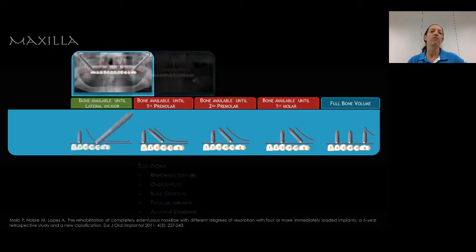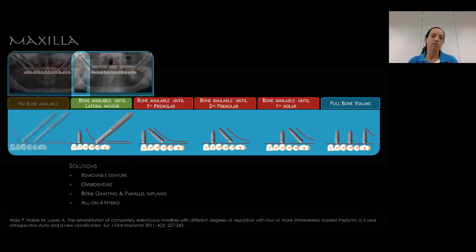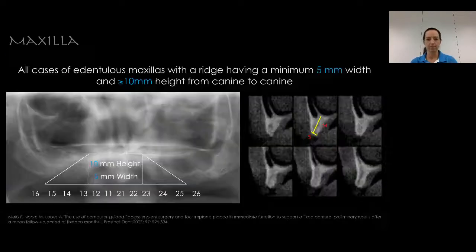So when we do not have any bone in the back, which means that we only have bone here in the front, from lateral to lateral, we start using our zygomatic implants, which are basically what we call the all-on-4 hybrid. Now, in terms of diagnosis, when we do not have any bone at all, like in these cases, we go for the quad zygoma or the all-on-4 double zygoma, which is 2 zygoma implants on each side.